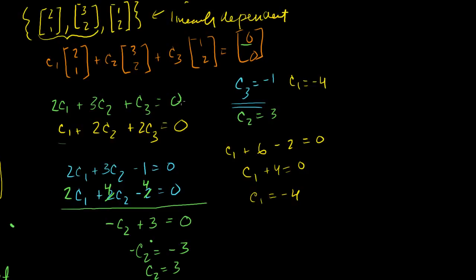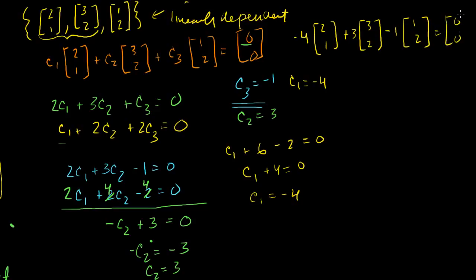So I'm giving you a combination of c's that will give us a 0 vector. If I multiply -4 times our first vector, 2, 1, that's c1, plus 3 times our second vector, 3, 2, minus 1 times our third vector, 1, 2, this should be equal to 0. Let's verify it just for fun. -4 times 2 is -8, plus 9, minus 1. That's -9 plus 9. That's 0. -4 times 1 is -4, plus 6, minus 2. -4 plus 6 minus 2, that's also 0.